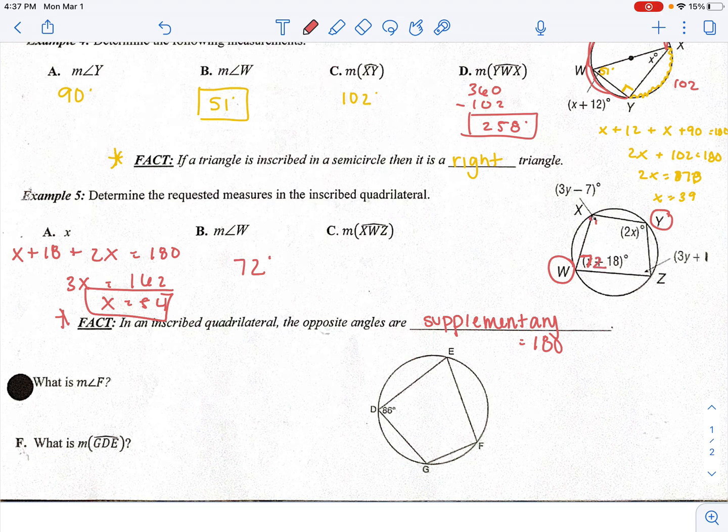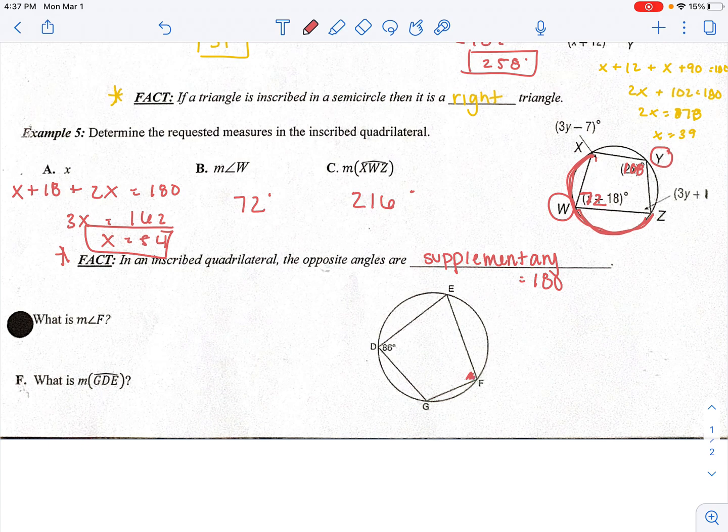Now they want to know what XWZ is. So we have to figure out what that is. It would help if we know this angle over here. So 2 times 54 is 108 over here. And that's the inscribed angle, which means it's half of the arc, or this arc here is double it. If I do 108 times 2, I get 216.